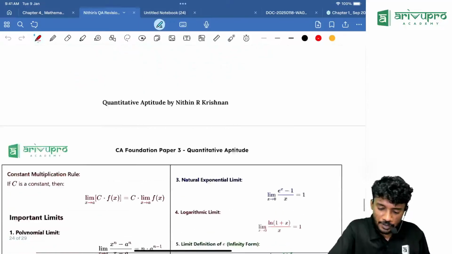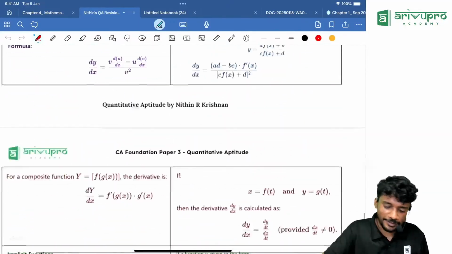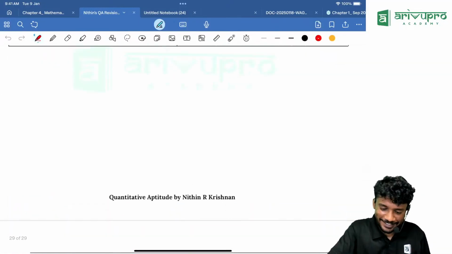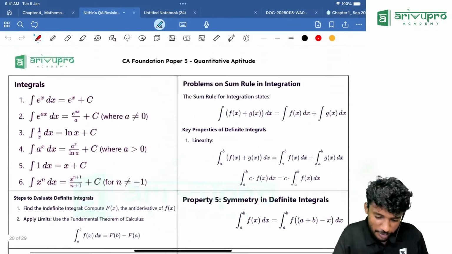Where is it? It's not there. Yes. Hey, where are the rest?